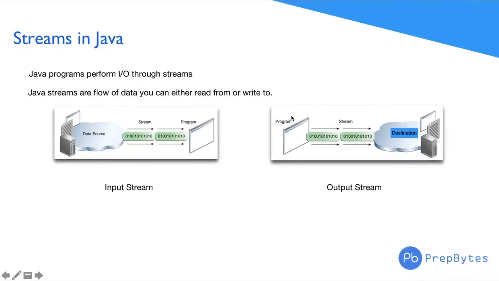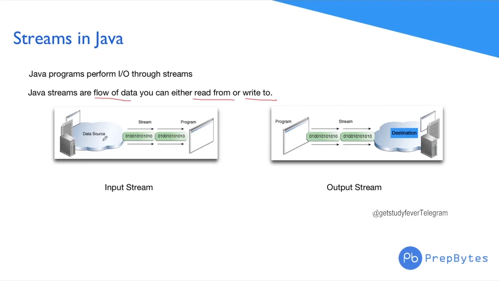In order to understand that, we need to understand what streams are. A Java program performs I/O, input output, through streams. If you have to visualize streams, streams are nothing but a flow of data you can either read from or write to. So this is the data source. Generally when we are writing a program, we take input from the user, so we consider the data source as the keyboard. But it could be any file, it could be any network socket. Depending upon where the input is coming from, the input comes as a sequence of data which is known as a stream.